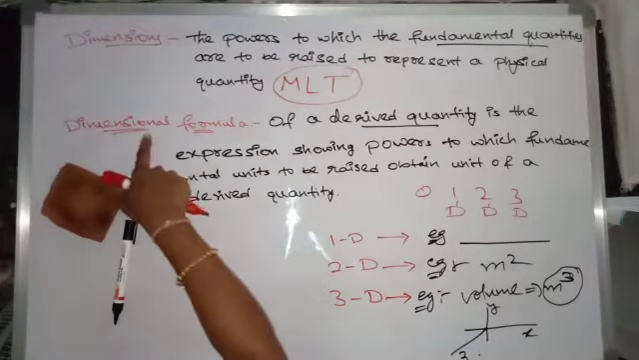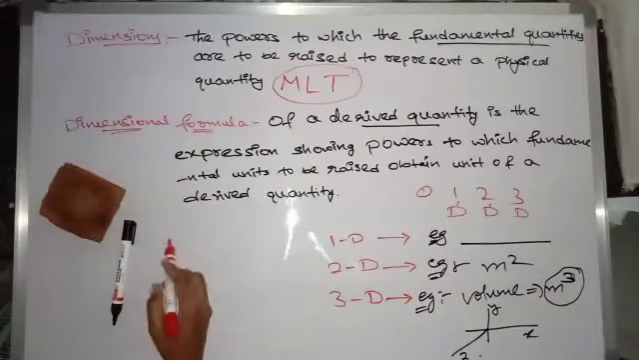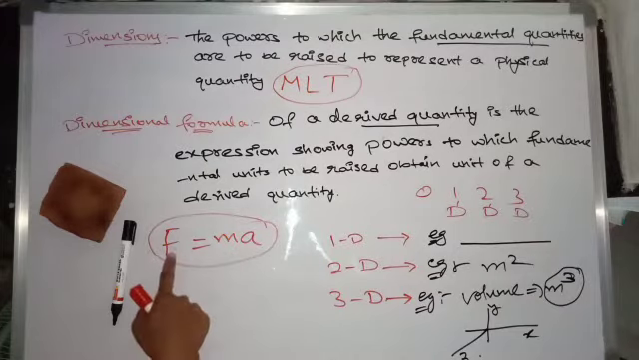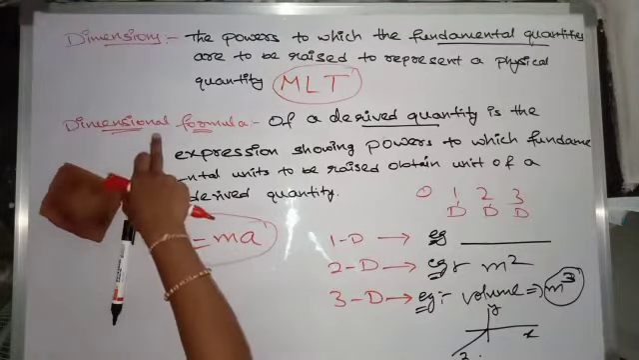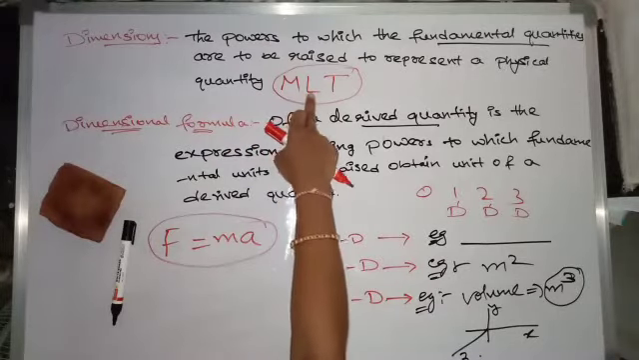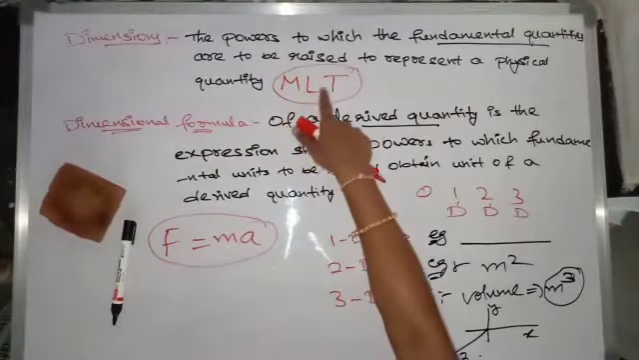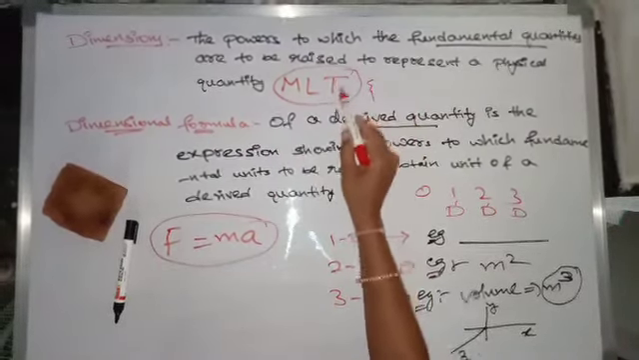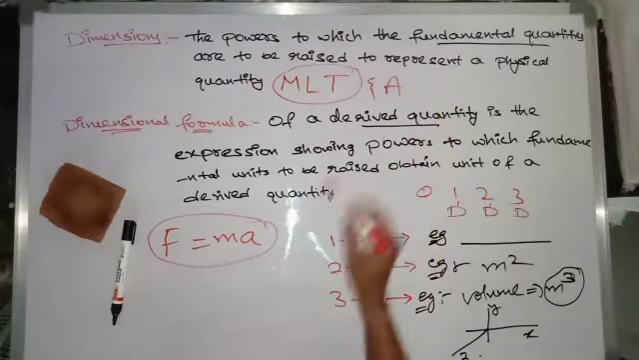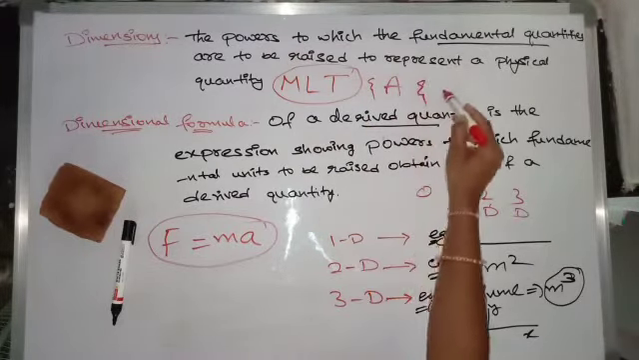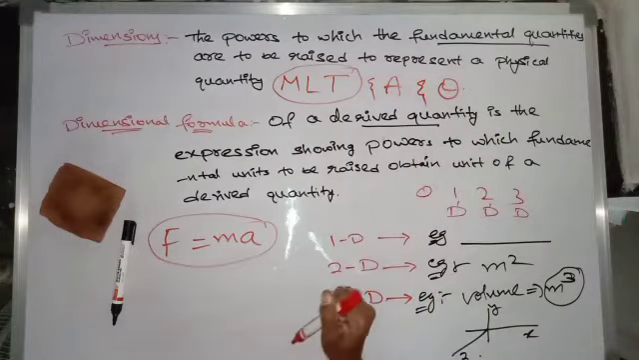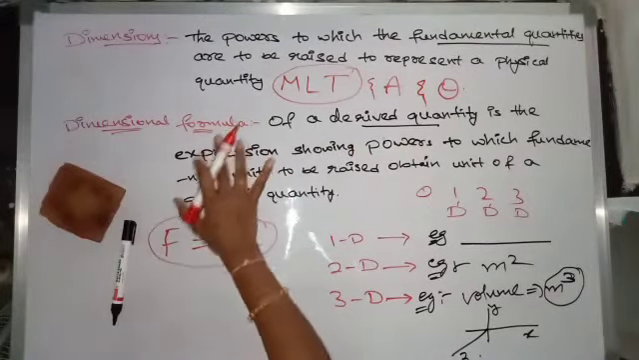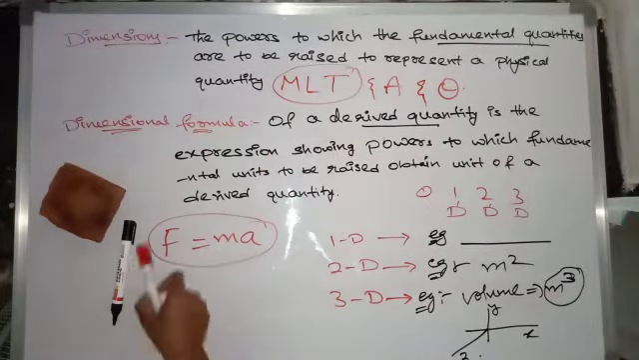Dimensional formula is an expression, just like, for example, the expression of force is mass into acceleration. This is the expression for force. In the same way, the expression for dimensional formula is M, L, T, and you can also add A for amperes for measuring current, theta for measuring temperature, and so on. These are dimensional formulas. I will give examples.